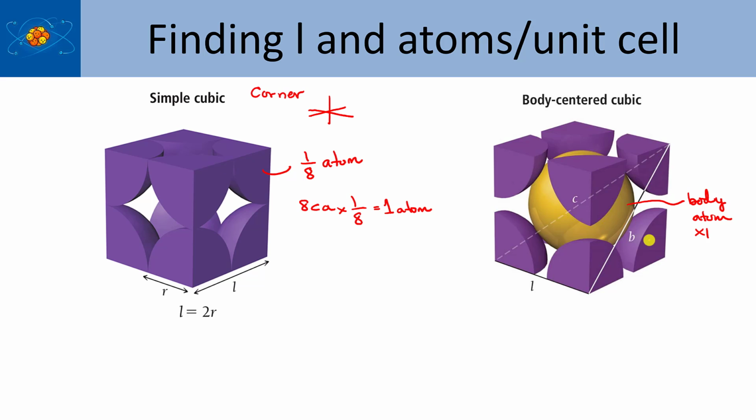And then you have, again, 8 corners, so this represents 8 corner atoms times 1/8. That gives me a total of 1 atom. To get the total number of atoms in the unit cell, we add these two together. I have 1 atom for the corner atoms, plus 1 atom that's in the unit cell. So I have 2 per unit cell.